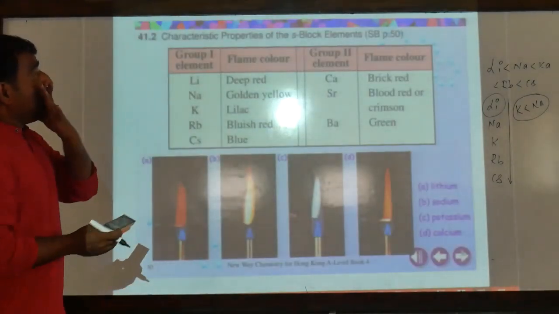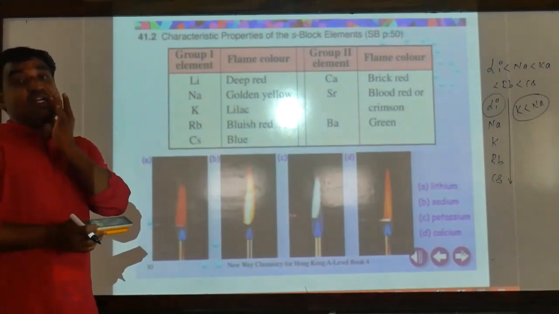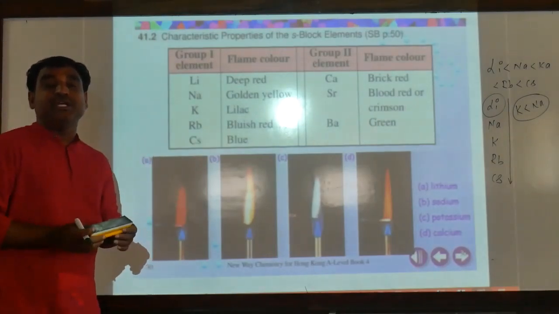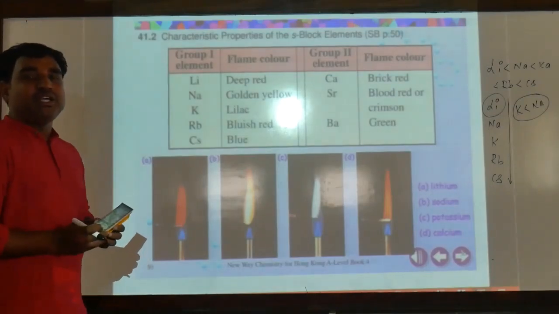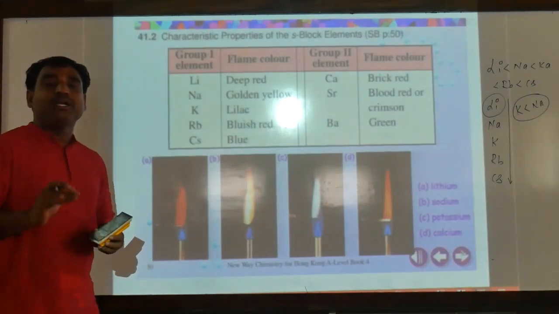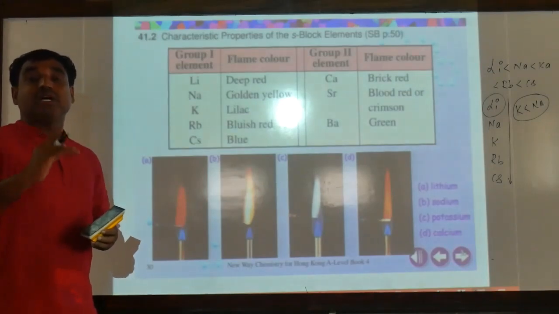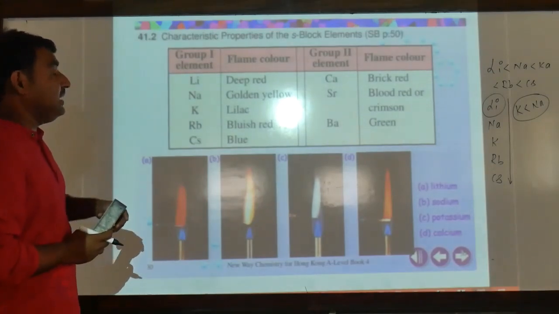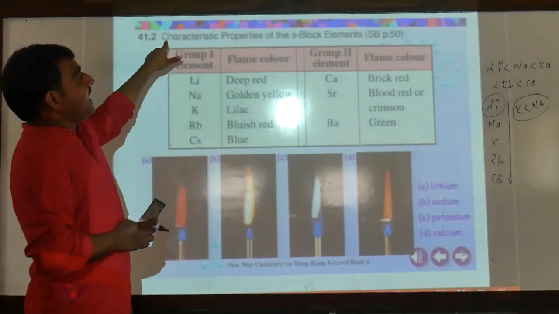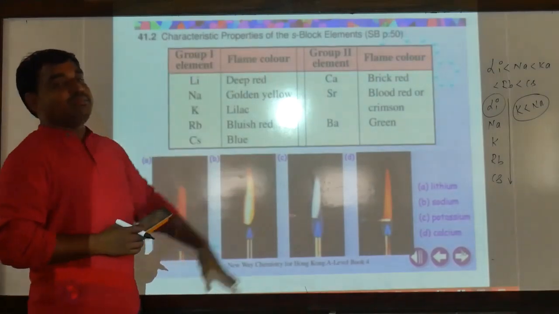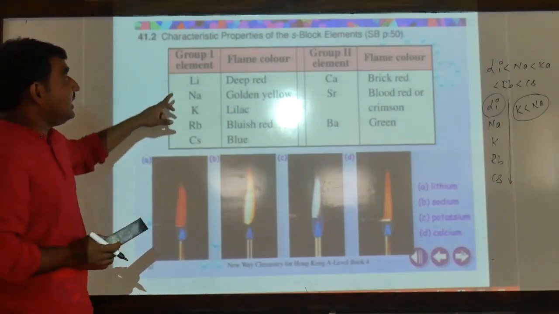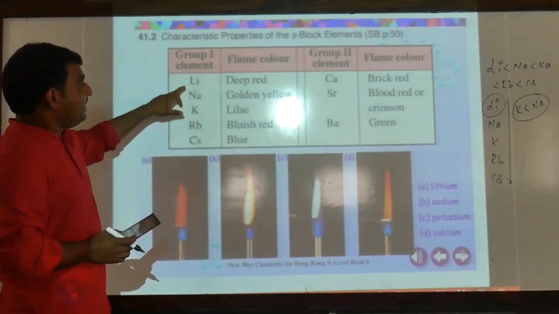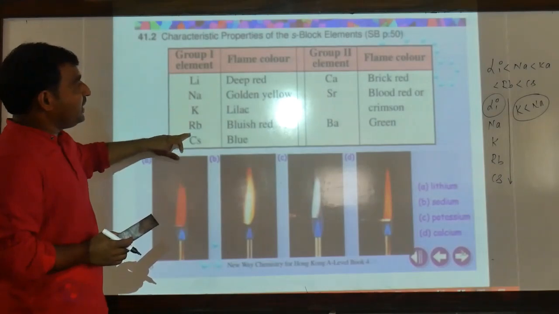So we have a particular color in the case of lithium, sodium, potassium, rubidium, cesium. Francium, as we already know, is a radioactive element. If we are discussing the property, we have to discuss up to cesium. We have to remember that point also. Here, the characteristic property of the s-block elements, what type of color will be exhibited when we heat them, we are writing here. These are the group 1 elements: lithium, sodium, potassium, rubidium, cesium.